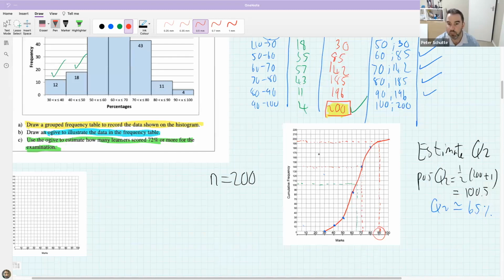So how many got more than 90%? Well, in total, there are 200. We know that 195 got 90% or less. So how many got more than that? It's going to be 5 students.